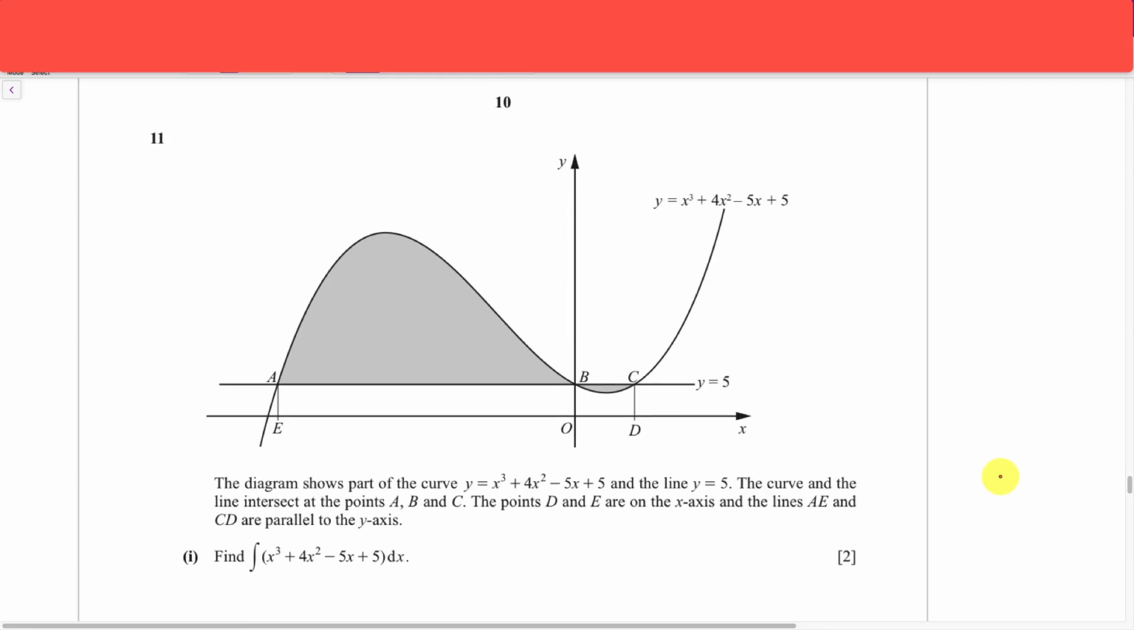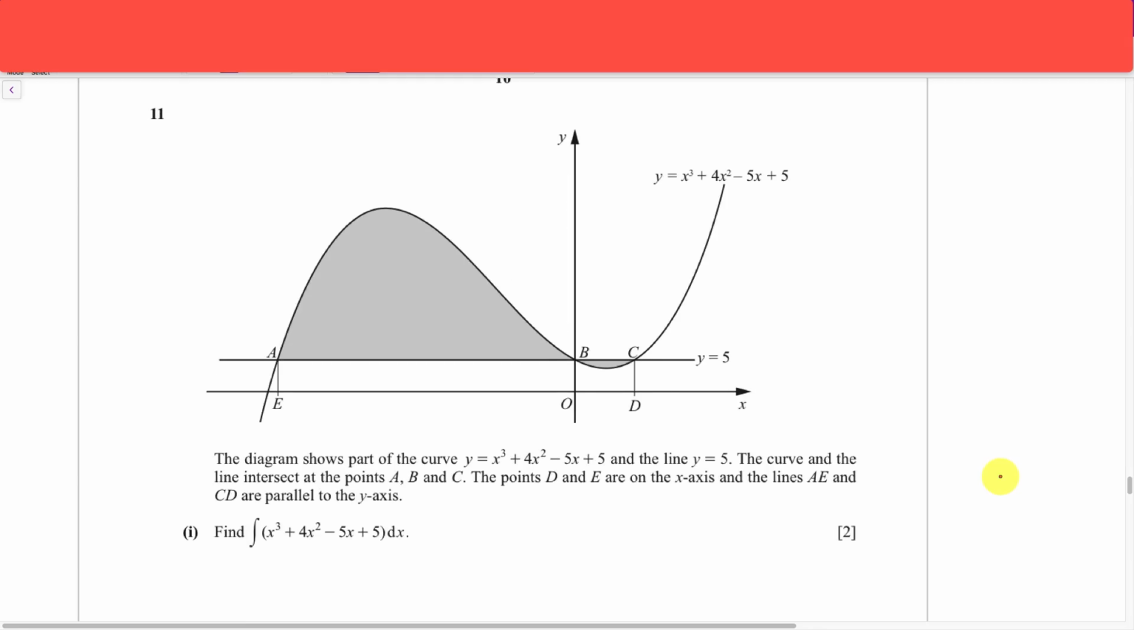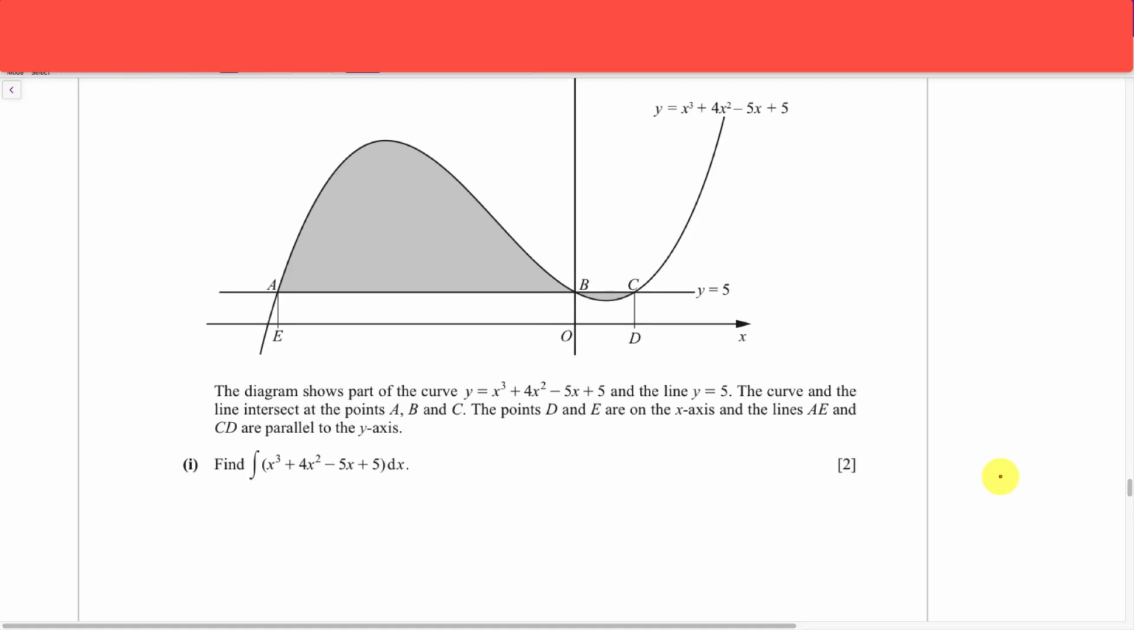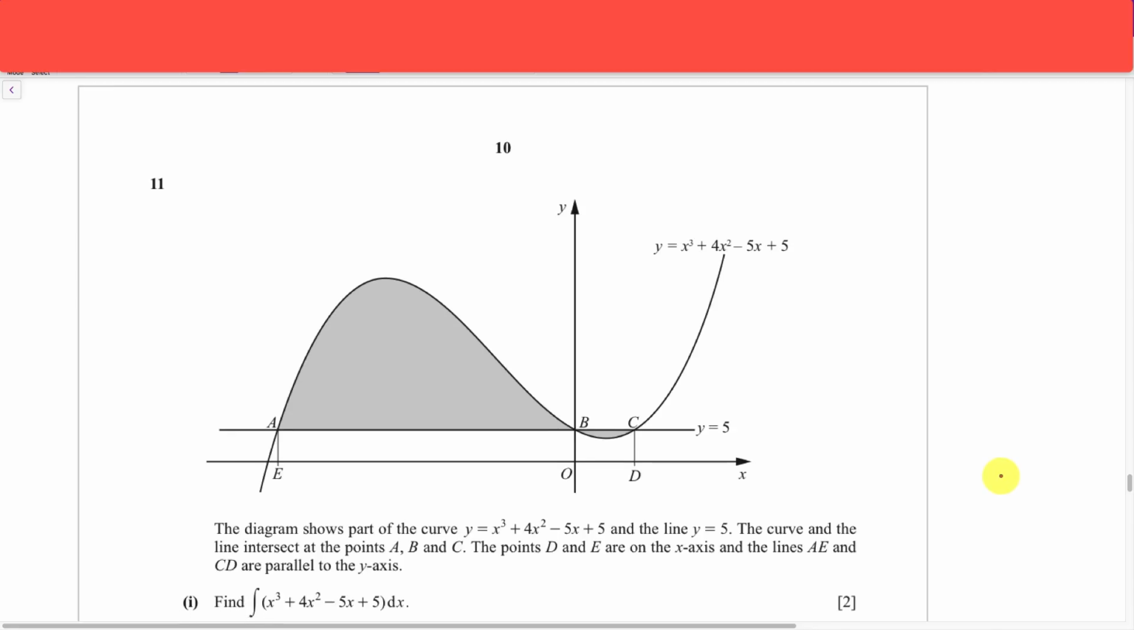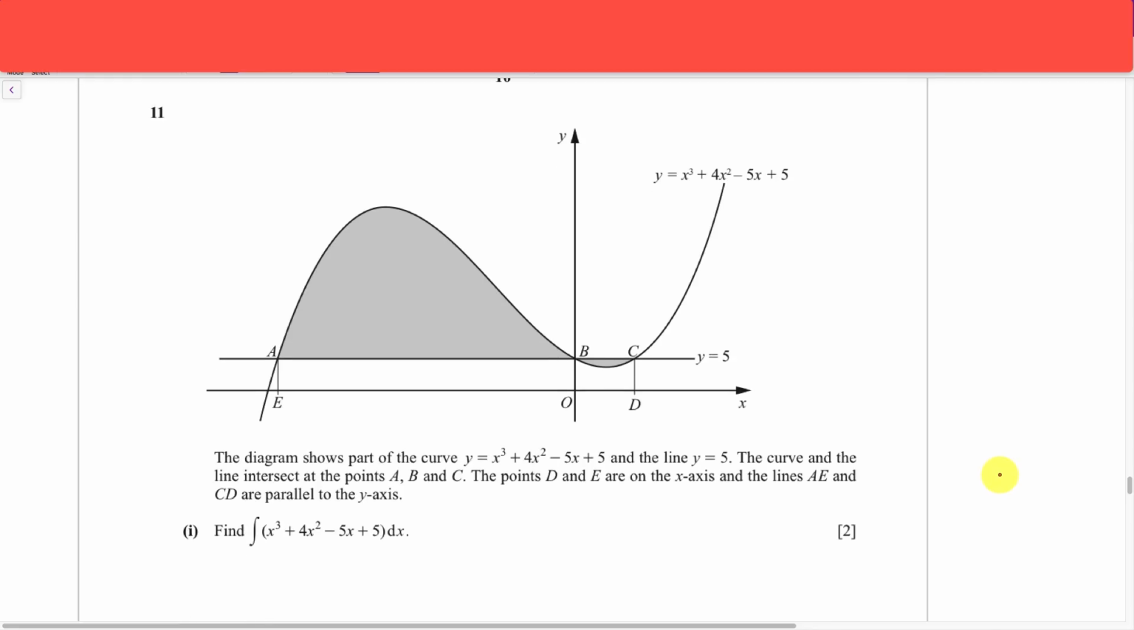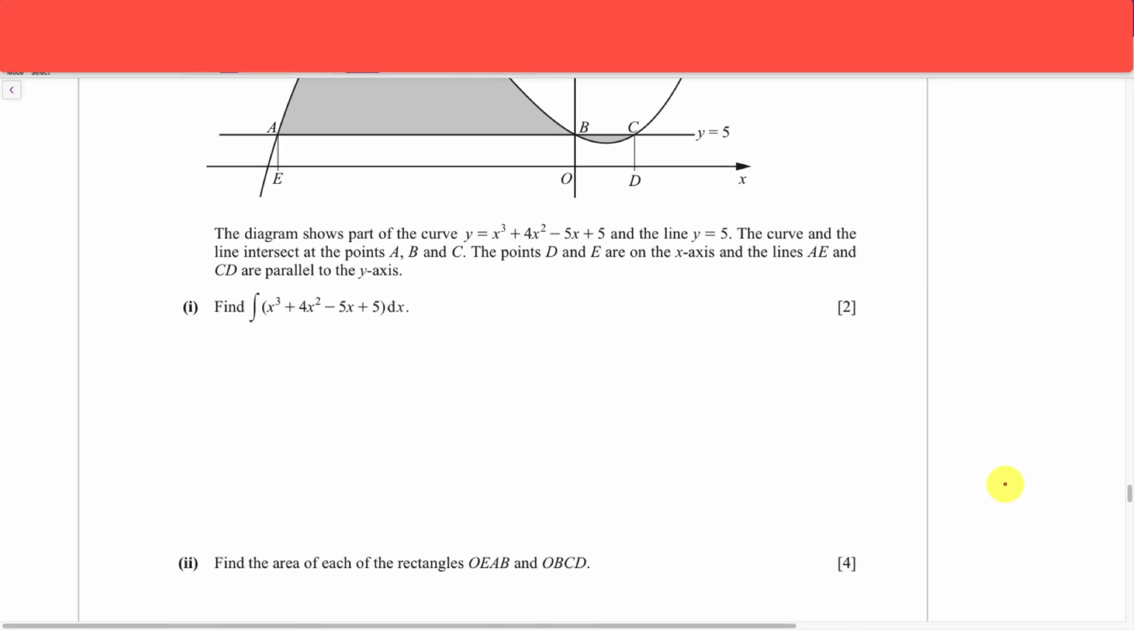Alright, okay, so this one, the diagram shows part of the curve. Alright, so you have part of this curve, and you have line y equals to 5. The curve intersects at A, B, C. Obviously, everything is stated here. So he asks you to find the integral of this one.